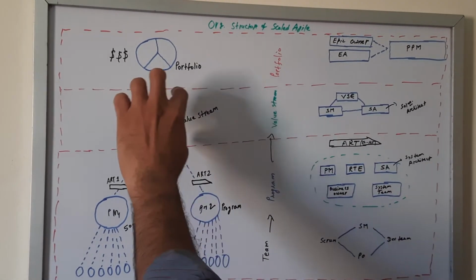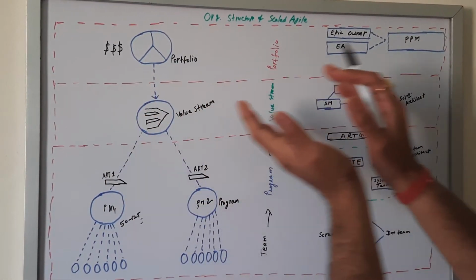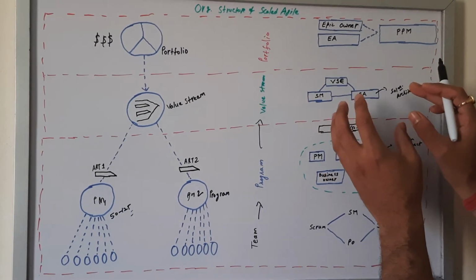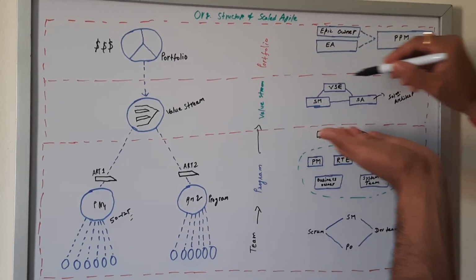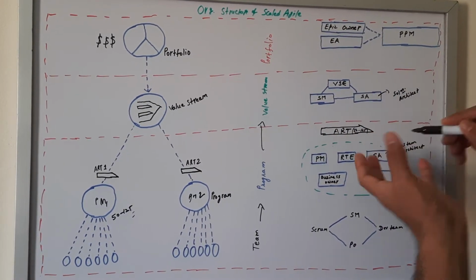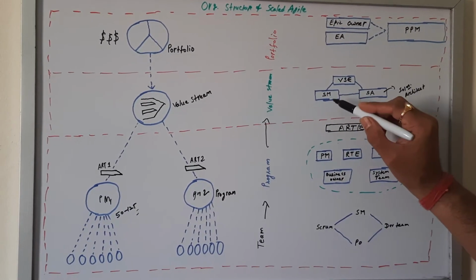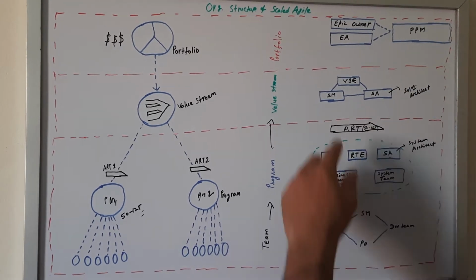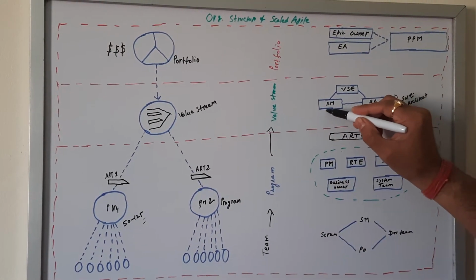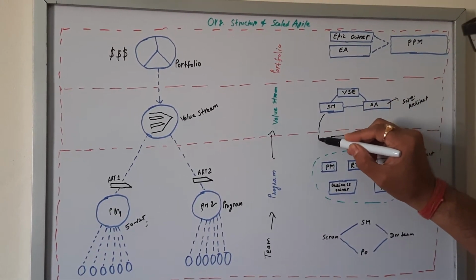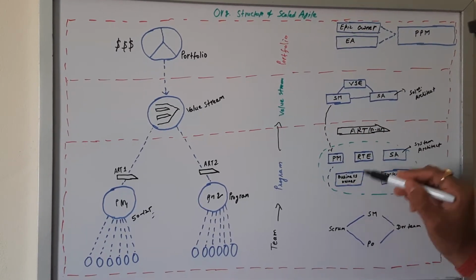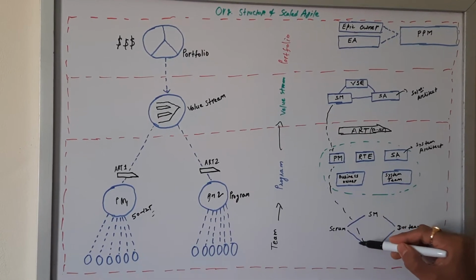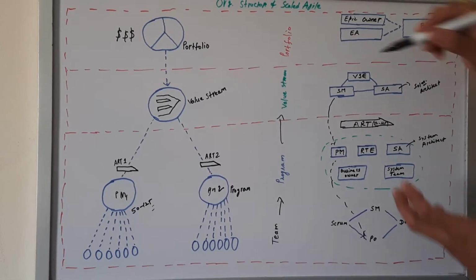Okay, so at this value stream level, we will have different roles defined. As we defined roles at team level and program level, in a similar way we will define them at value stream level. At value stream level, we will have solution management. This solution management will coordinate with product management, and this product management will coordinate with the product owner.